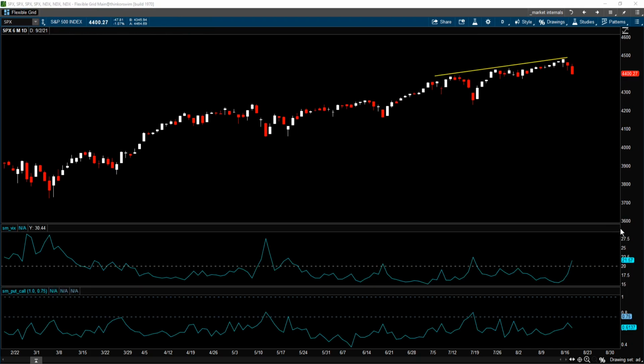So we finally got a little bit of a pullback today after the FOMC minutes came out. And the market participants are getting a little bit fearful now, but it doesn't show too much on the risk-off side yet. The put-call ratio is still a little bit risk-on, maybe with a little bit of caution. But definitely the VIX is telling us market participants are getting a bit fearful.